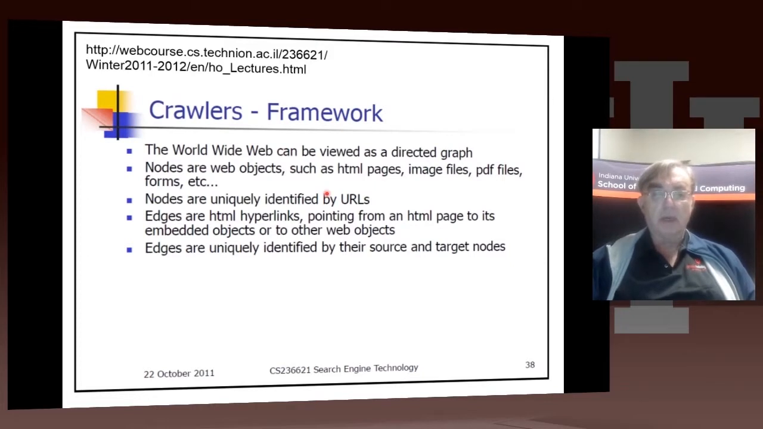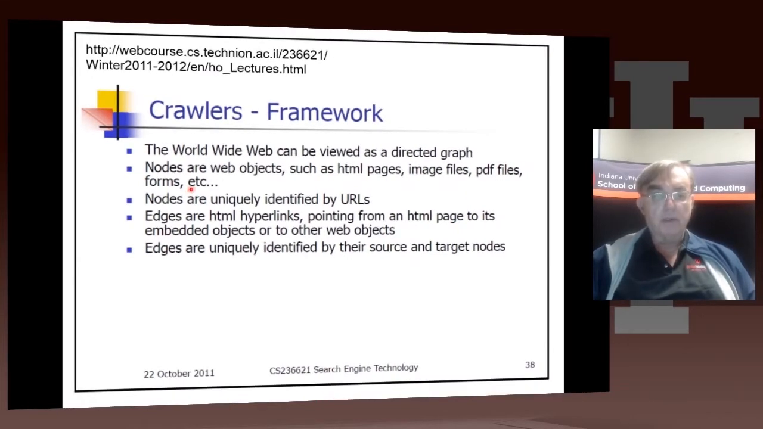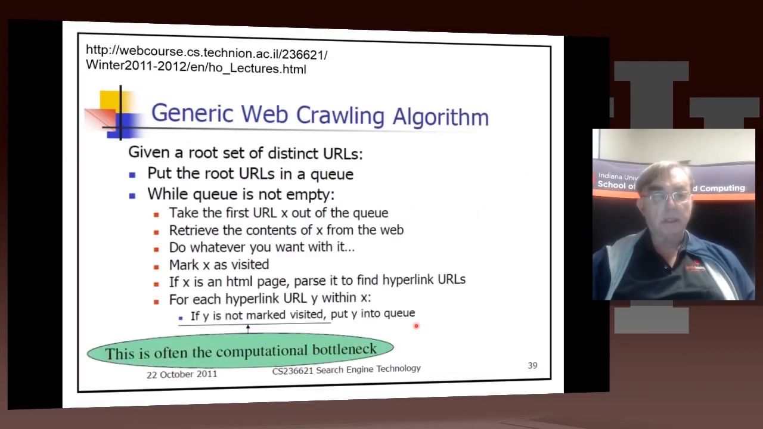The nodes of the web are the web objects, which are pages of various types: HTML, images, PDF, forms, videos, and so on. The nodes are hopefully always uniquely identified by URLs, although you can have multiple URLs referring to the same node. And the edges are the hyperlinks, which go from one page to another page. And the edges are uniquely identified by where they start and where they end.